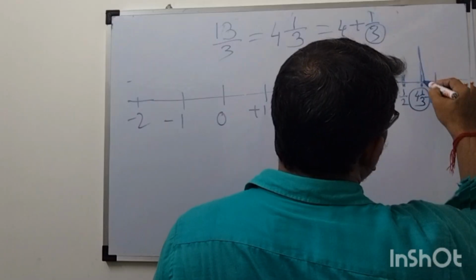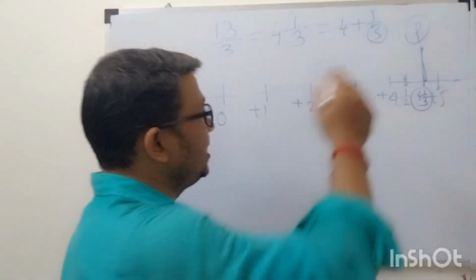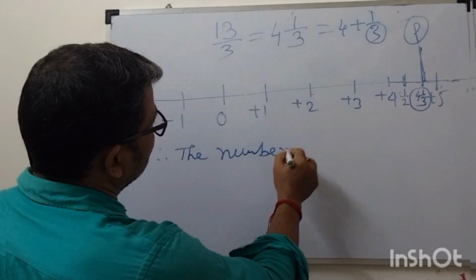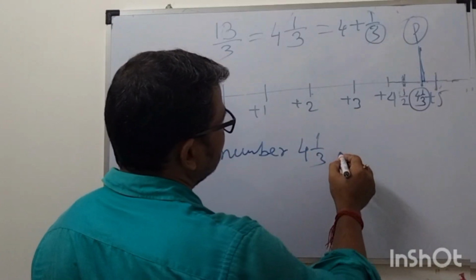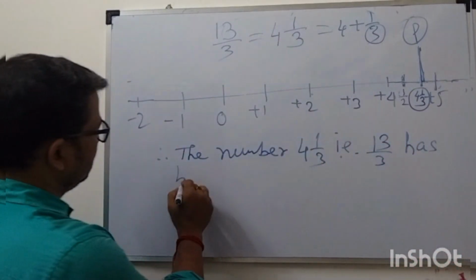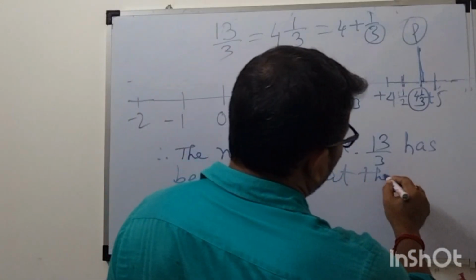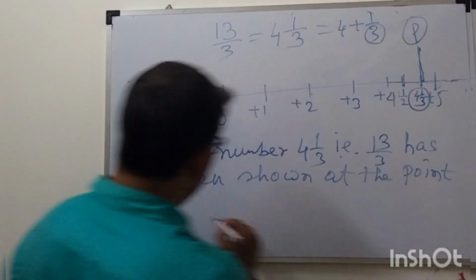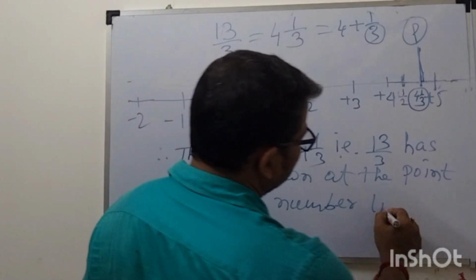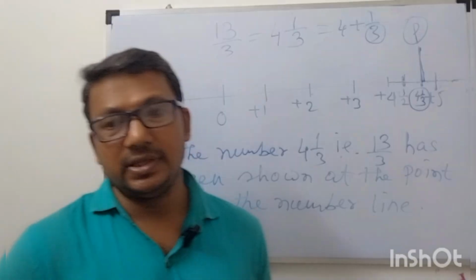So let us make this line a little bit longer and let us write P there, and we can write here that the number 4 and 1/3, that is 13/3, has been shown at the point P on the number line. This was the problem. I think it has been solved.